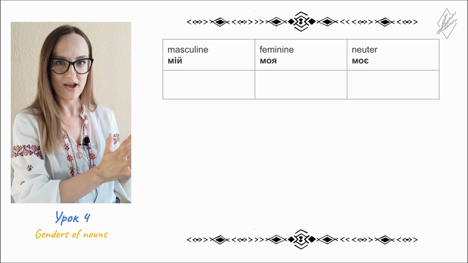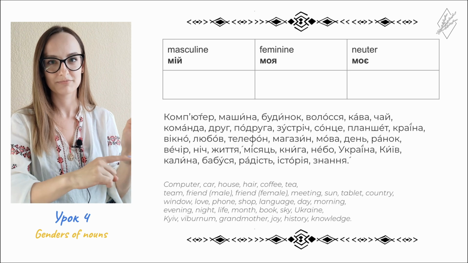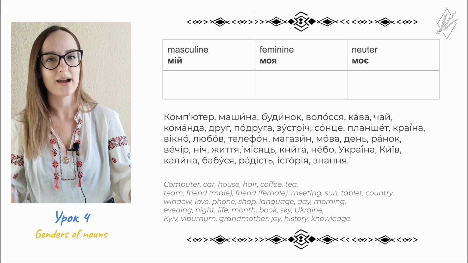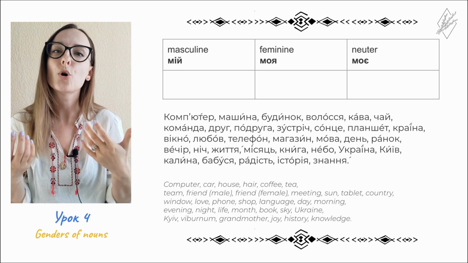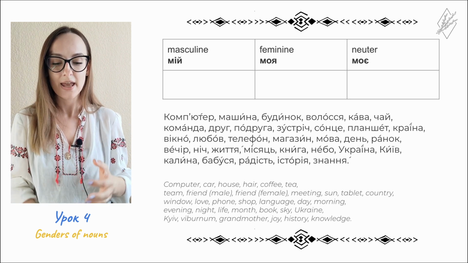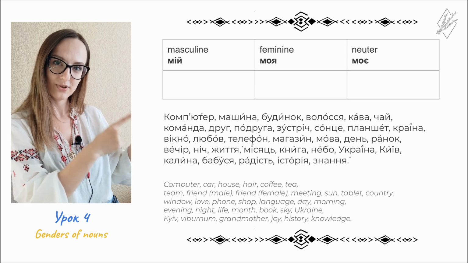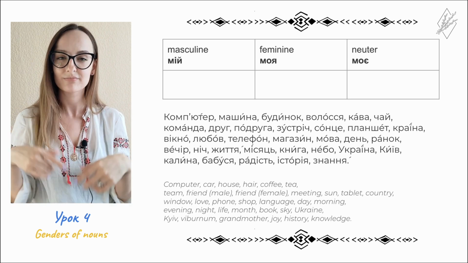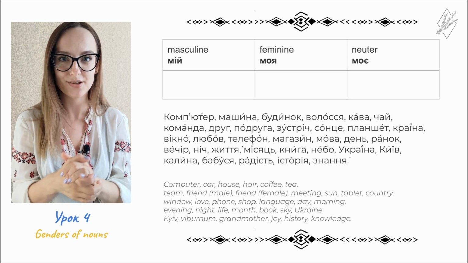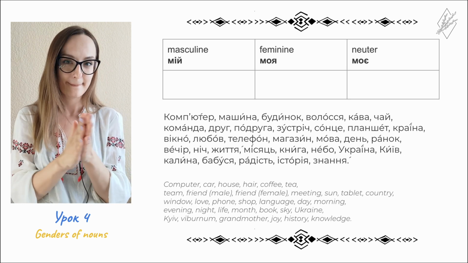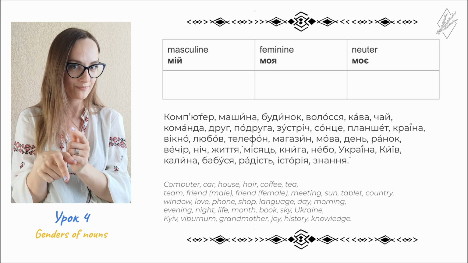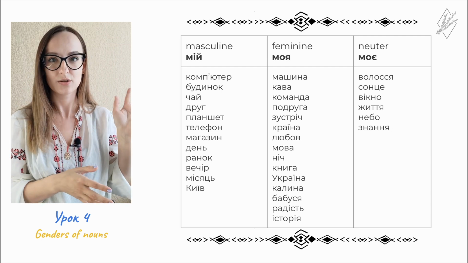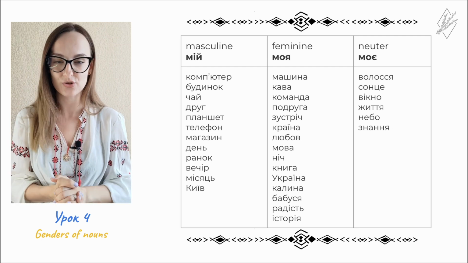So, now you have a table, masculine used with pronoun мій, feminine with моя, and neuter моє. And you need to put all the words that you have into this table into the correct column. So now stop the video, do the exercise, and we will check it in a few seconds. Ready? I hope so. So let's check. Again, you can stop the video to see which words are in which column and to check yourself.